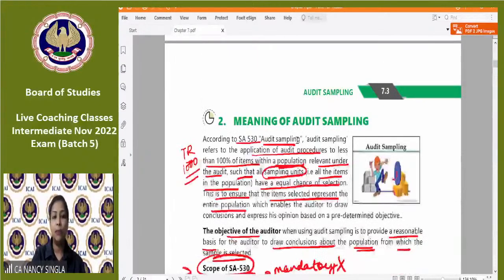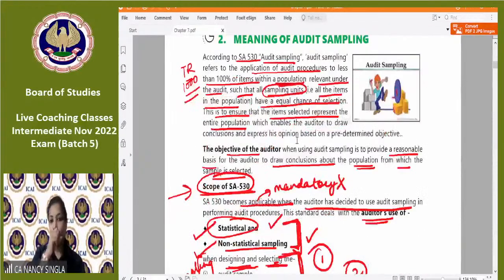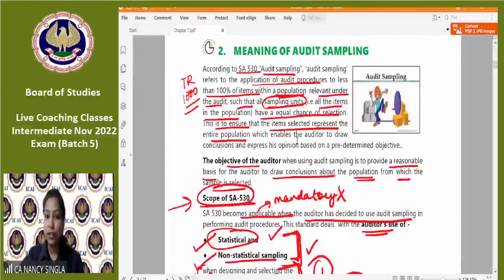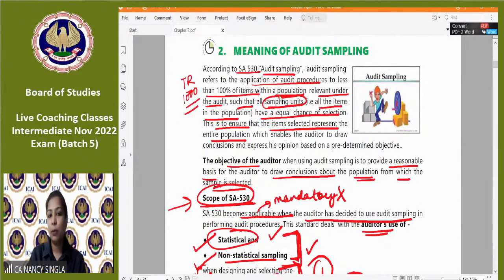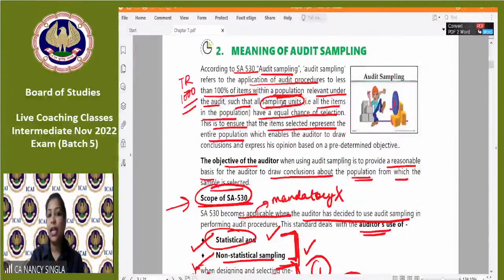So it is the process, it is the application of audit procedures to less than 100% of items within a population relevant under audit, such that all sampling units have an equal chance of selection. Okay?